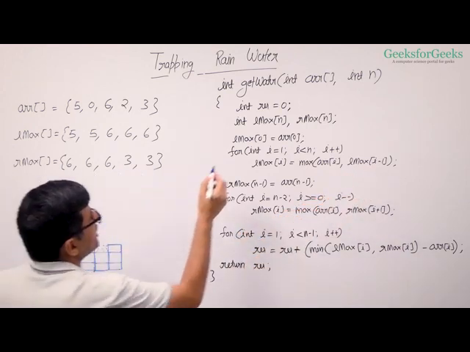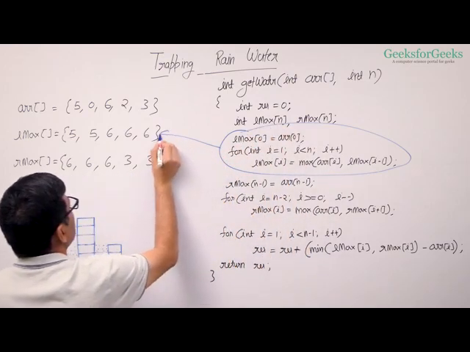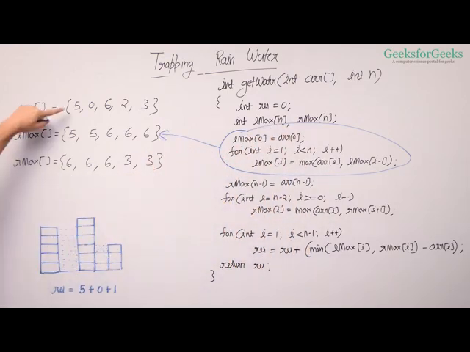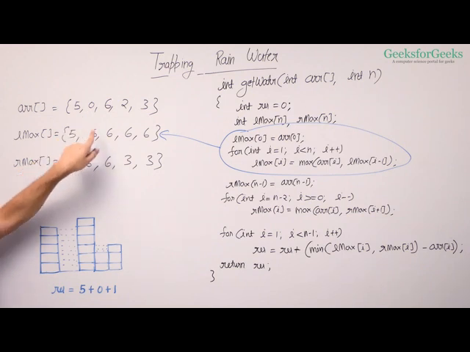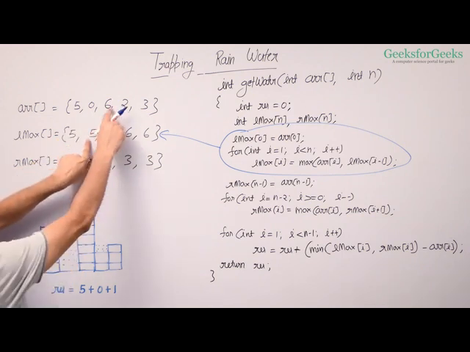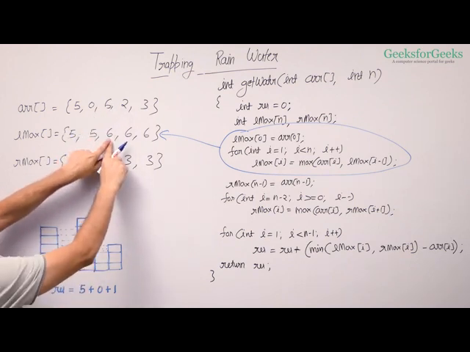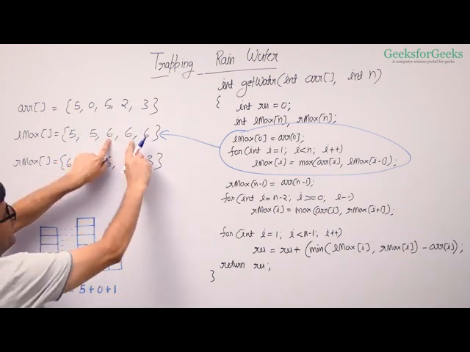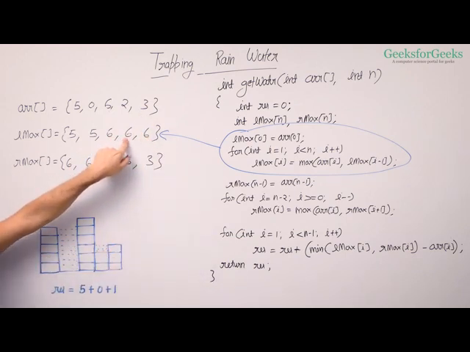And after doing this loop, we get these values in the left max array. This is 5. So current element 0 is not greater than left max of I minus 1, so we take the maximum of these two, we get 5. Now we take the maximum of L max I minus 1 and array I, we take 6. We take the maximum of these two, we take 6. Take the maximum of these two, we take 6. So that's how our left max array is built.